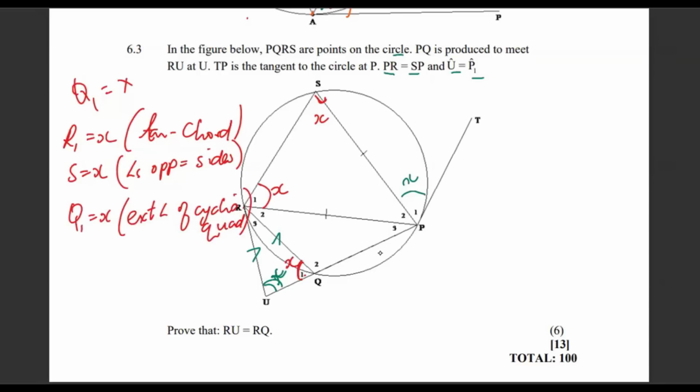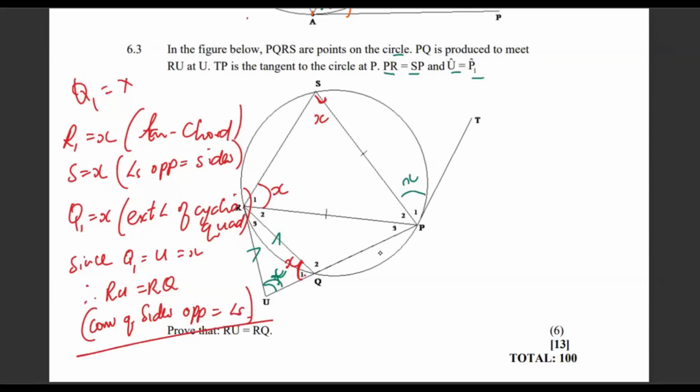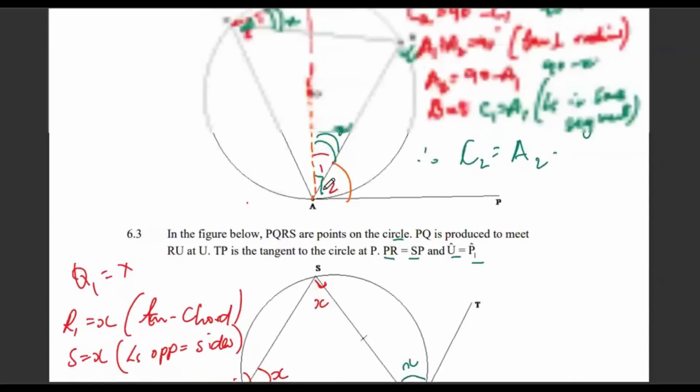So if that is X, then we're done. Then tell us that since Q1 is the same as U, which is X, therefore RU is the same as RQ. The reason is going to be the converse of sides opposite equal angles. Okay, so that is how we would have gone about this paper.